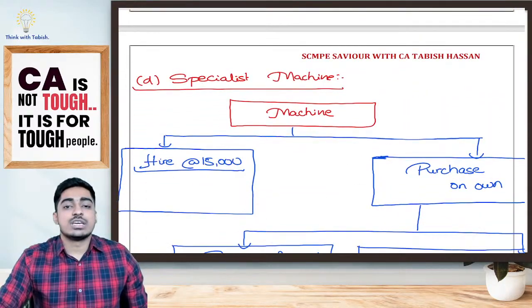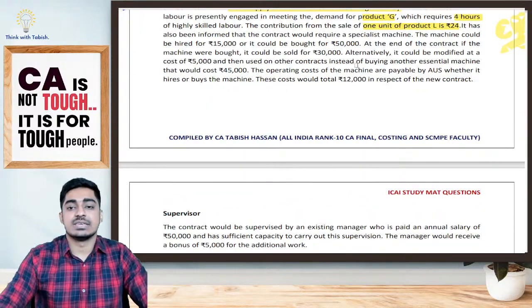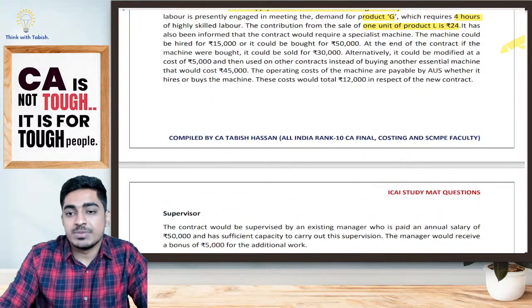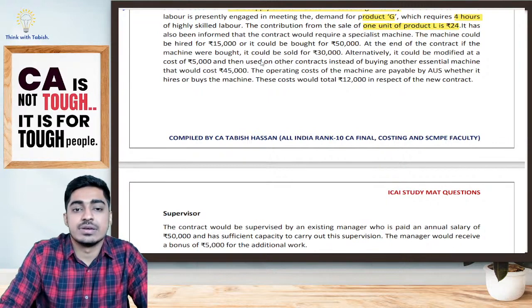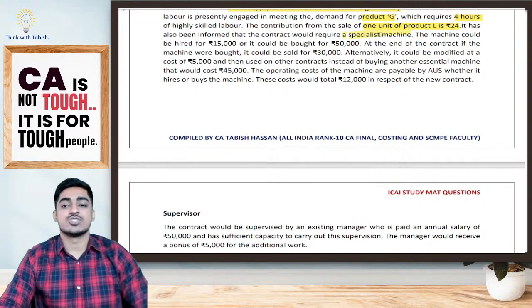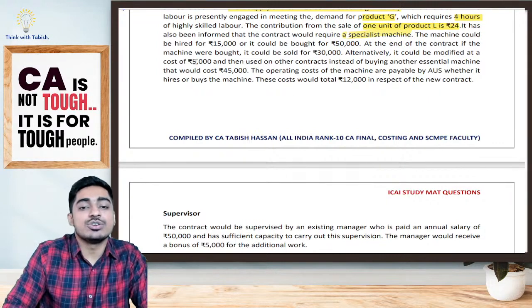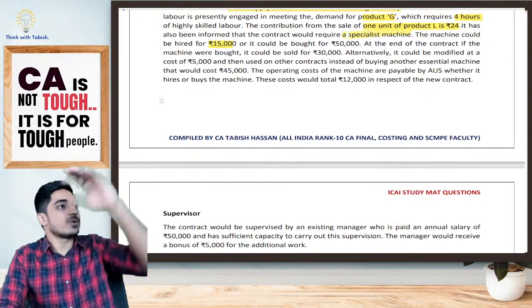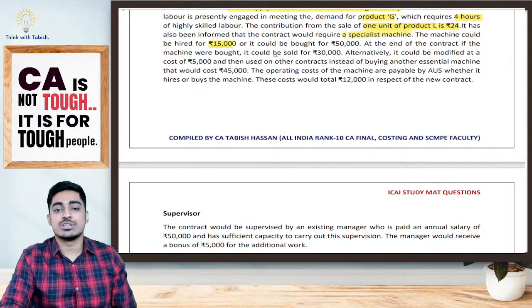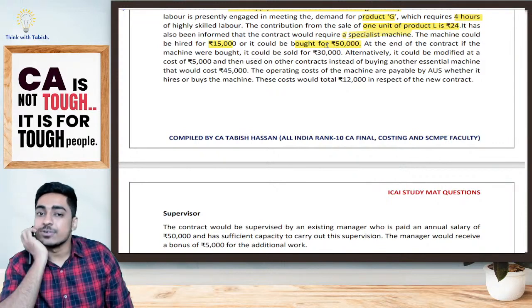Next, we want a specialist machine. Let us look at the specialist machine. Here, details about the machine are also given. Its contract would require a specialist machine. The question is telling about the specialist machine. Either the machine could be hired for 15,000. Option number 1, we get it on hire for 15,000. Or we can purchase it for 50,000. Second option is we purchase it for 50,000.